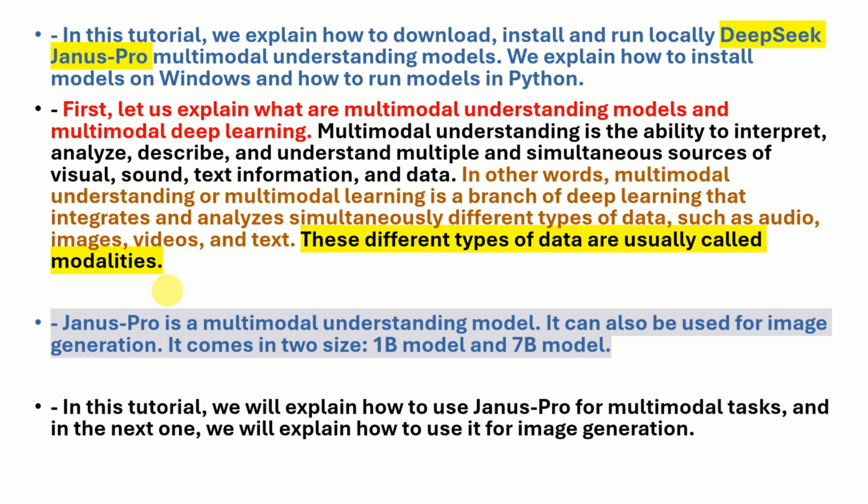Janus-Pro is a multimodal understanding model. It can be used for image generation also. It comes in two sizes, 1B model and 7B model. In this tutorial, we will explain how to use Janus-Pro for multimodal tasks, and in the next tutorial, we will explain how to use it for image generation.